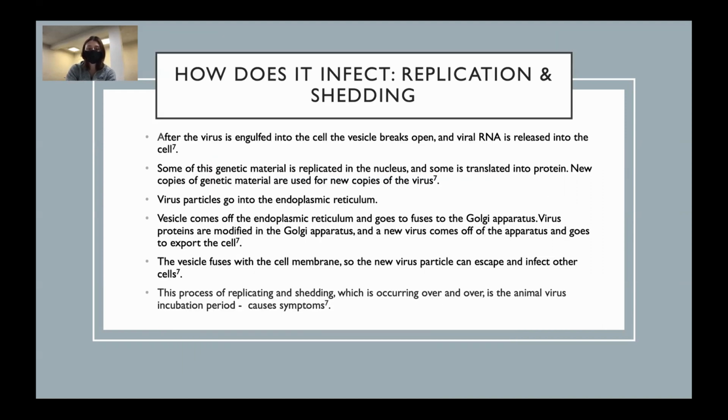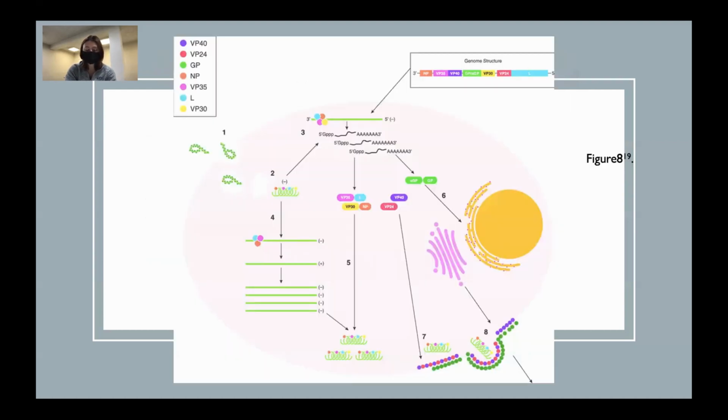The vesicle comes off of the endoplasmic reticulum and then fuses to the Golgi apparatus, where the proteins are then modified, and a new virus comes off of the apparatus to go and be exported from the cell. The vesicle fuses with the cell membrane, and the new virus particle can escape to infect other surrounding cells. This process of replicating and shedding, which occurs over and over again, is the animal virus's incubation period. This is what causes the symptoms. And here in step 8, you can see the vesicle being removed from the cell.